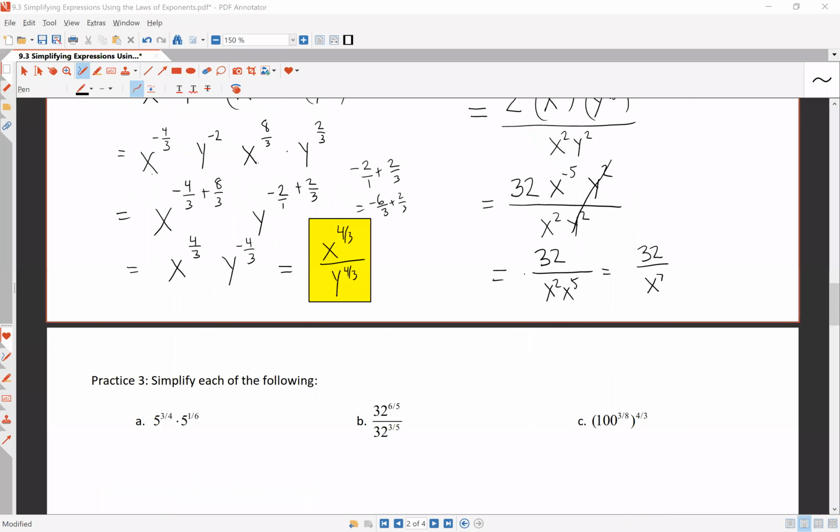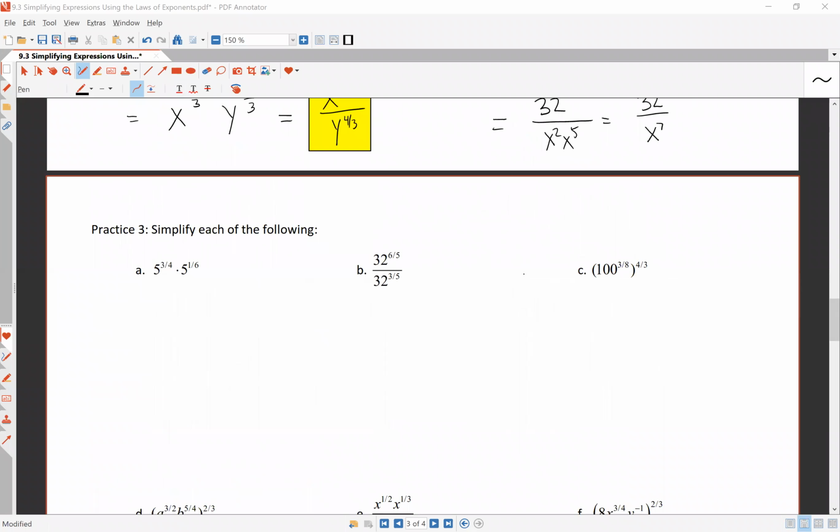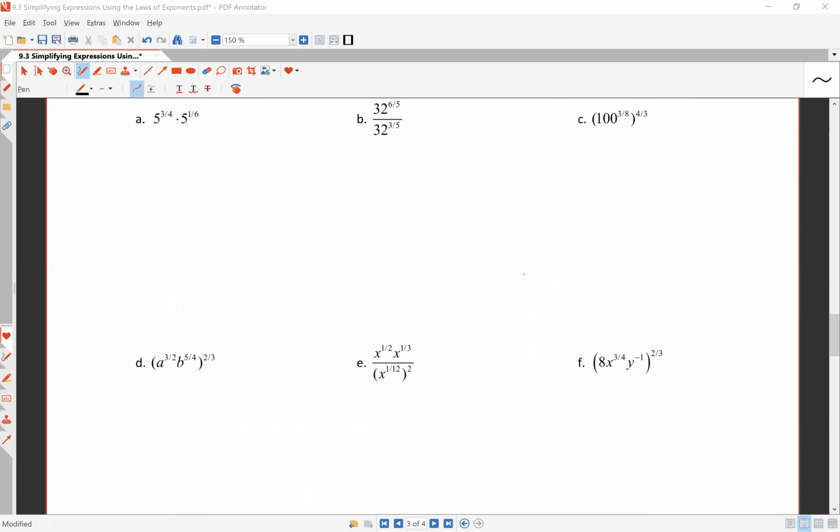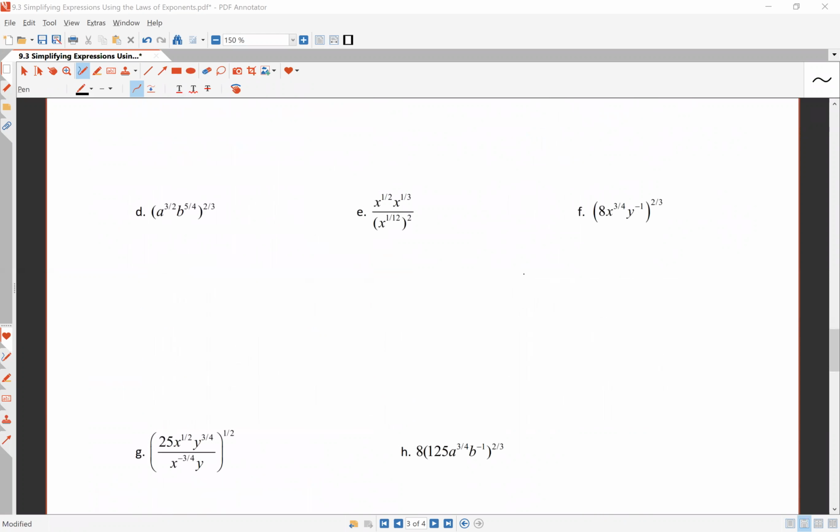And this leads me to your practice problem, practice 3. I encourage you to press pause on your video and work these out, and come back when you're ready to see the solutions.